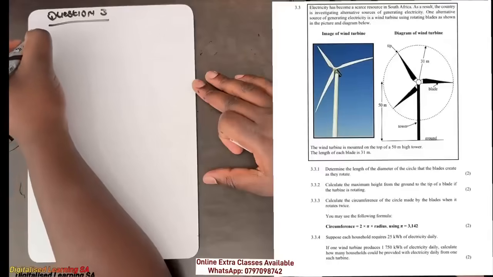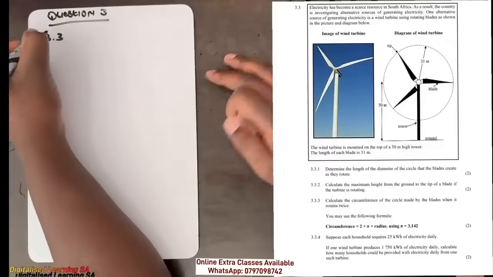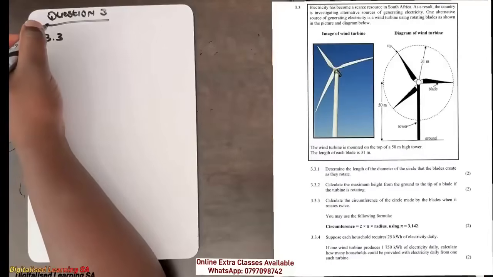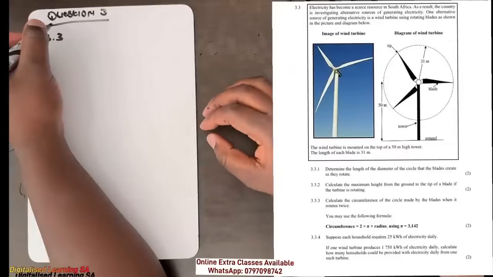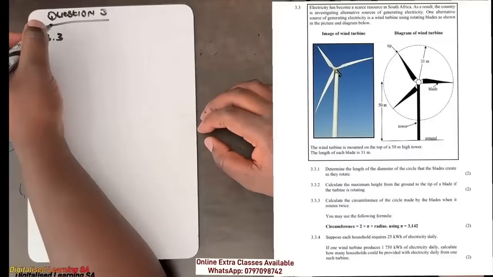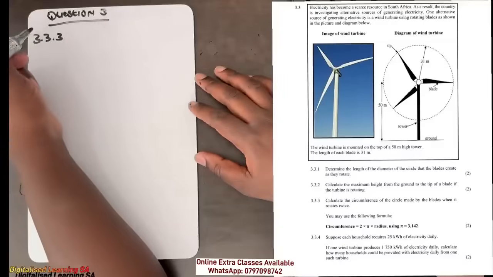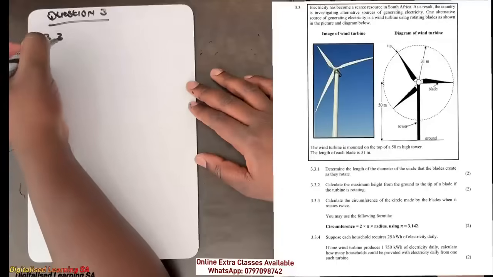So now let's move to question 3.3.3. Question 3.3.3 says: calculate the circumference of the circle made by the blades when it rotates twice. So now we need to calculate the circumference.